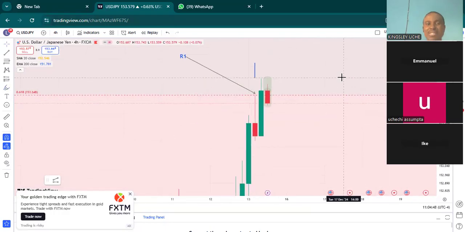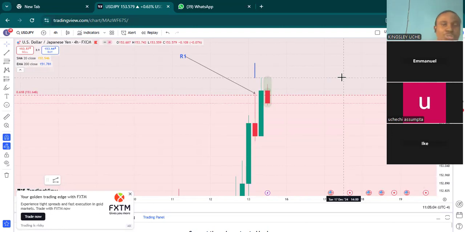So you can see this strategy is a very, very good strategy. It can tell you when to get into a market and when to get out of the market, whether you are in loss or in profit. When you see there's a change of hands, you get out of the market immediately.